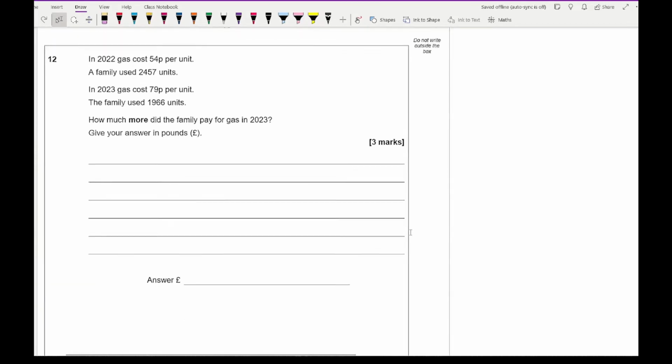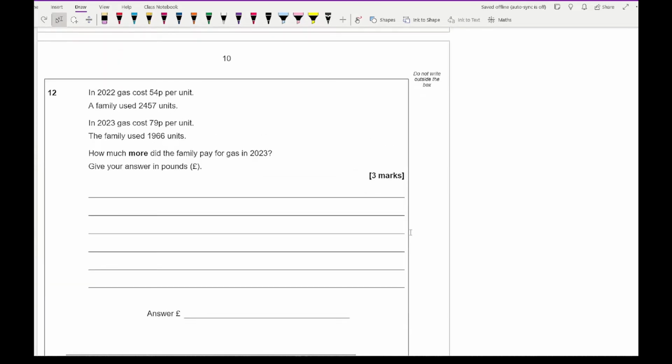Moving on to question 12, it says in 2022 gas costs 54 pence per unit. A family uses 2,457 units. In 2023 gas costs 49 pence per unit. The family used 1,966 units. How much more did the family pay for gas in 2023?